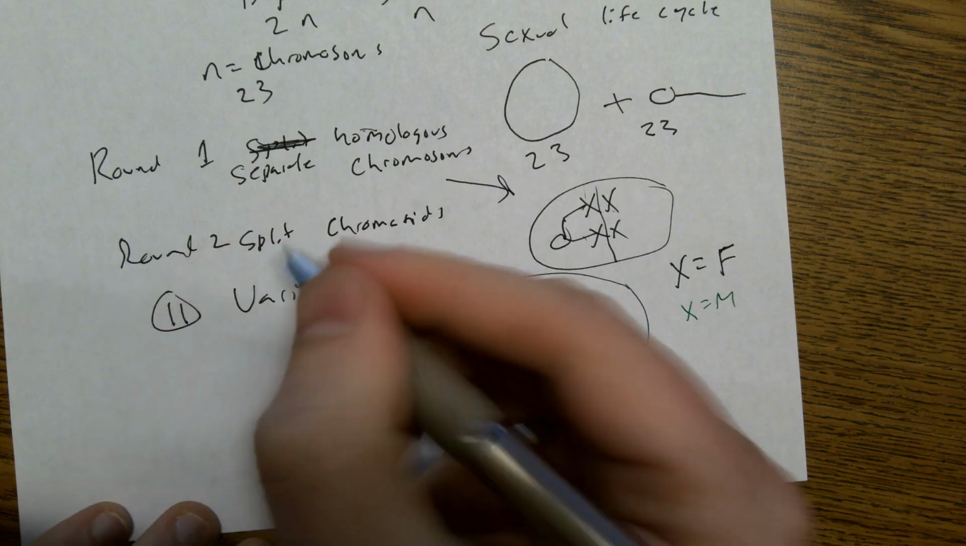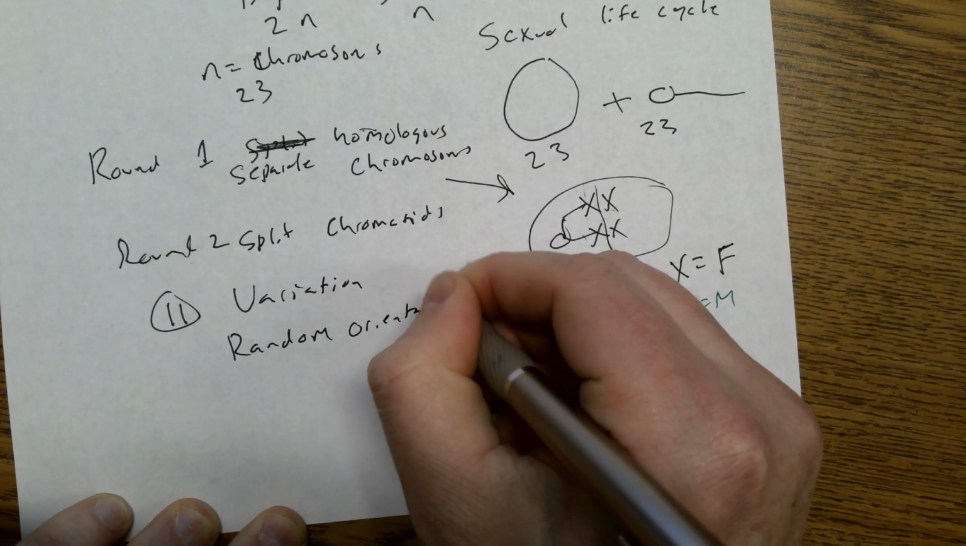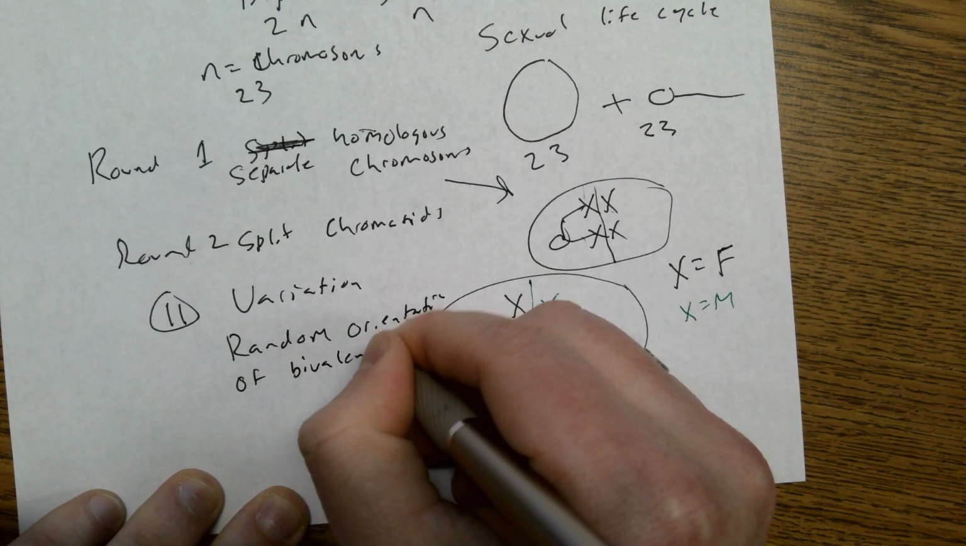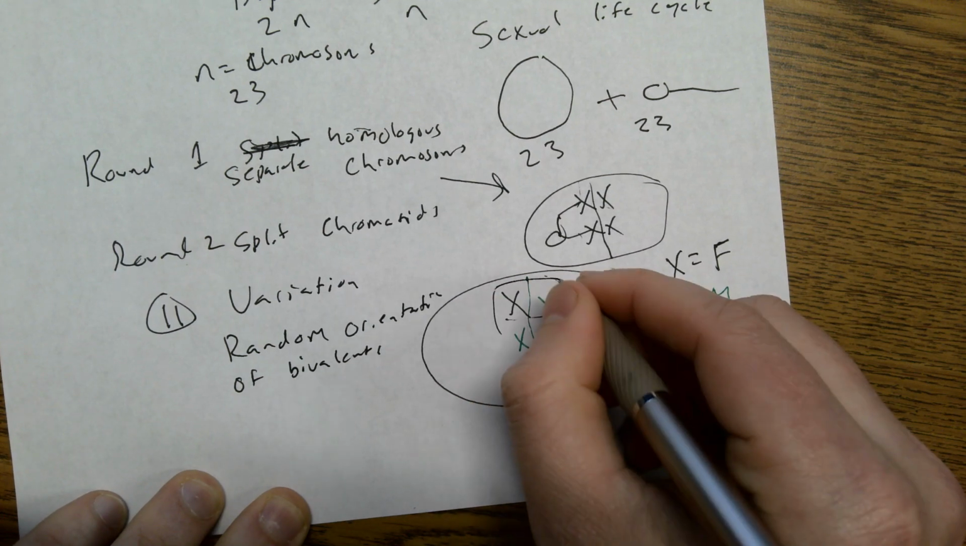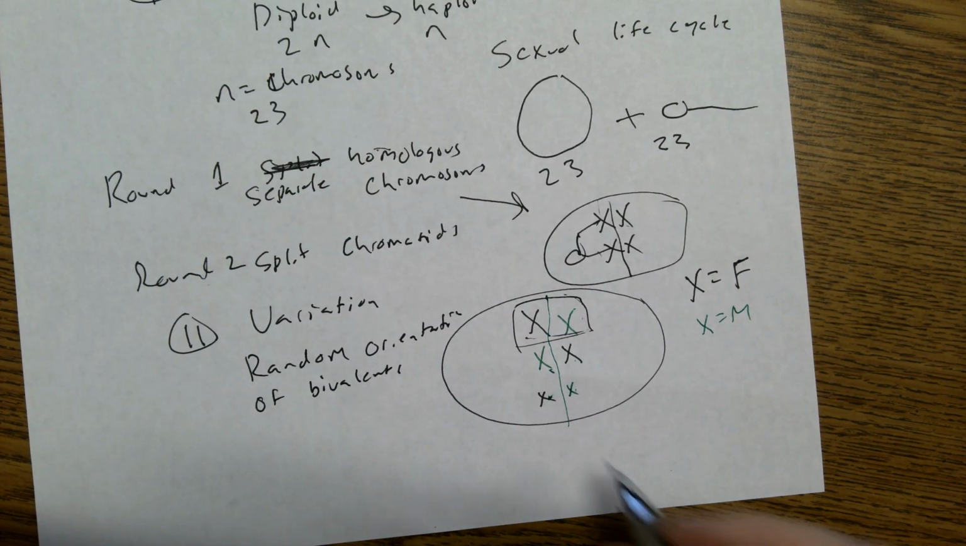This is called random orientation of bivalents. And so each set is a bivalent, and it's random which side they end up on. And it's random which one they end up in. So if you imagine that that happens for each of the 23, you get this new variation. So it's partially from your father, partially from your mother, and then that means in terms of the offspring, it's partially from their grandfather, partially from their grandmother. So they get this new combination that has not been seen before.